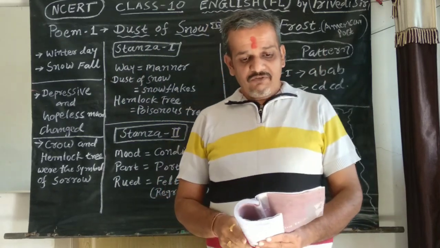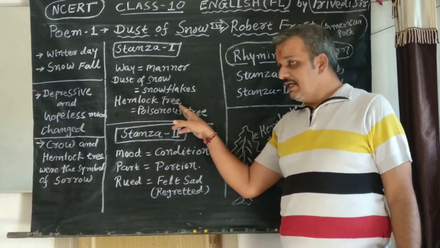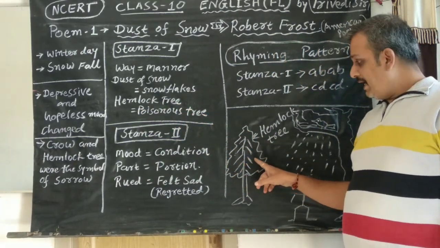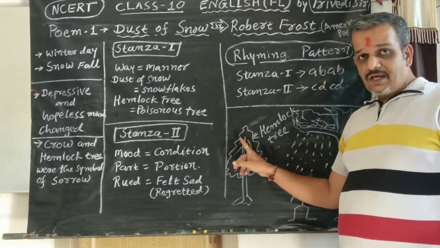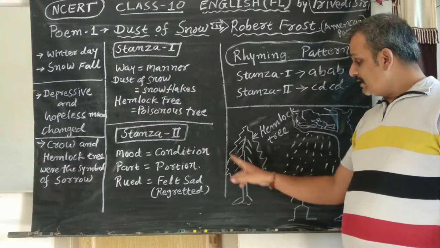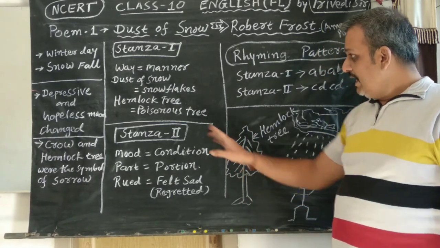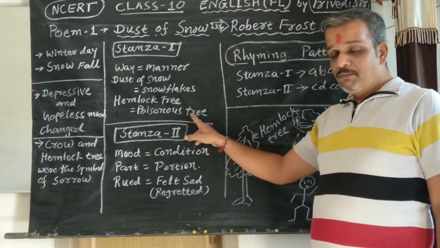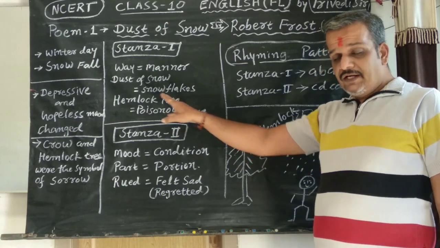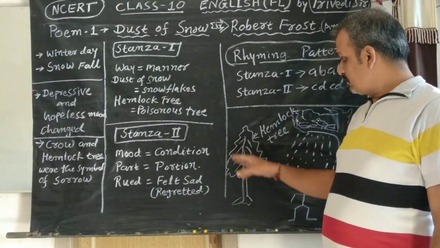Okay, next, the dust of snow from the hemlock tree. The hemlock tree looks like a Christmas tree in America, and it is a poisonous tree. Such a tree is not found in India. So the hemlock is one type of poisonous tree, and no birds, no animals and no human beings go near such a poisonous plant.